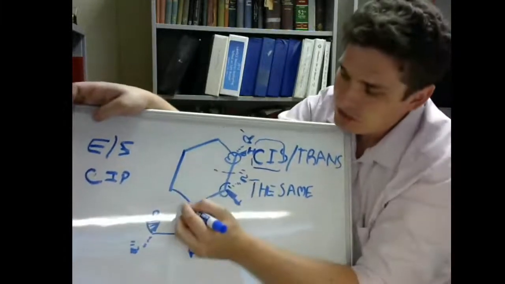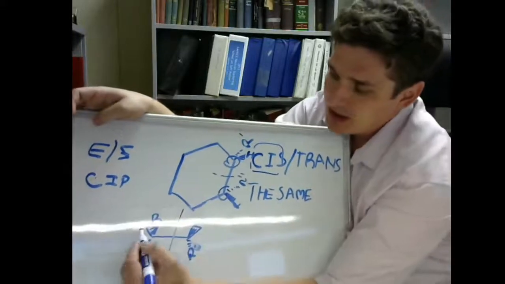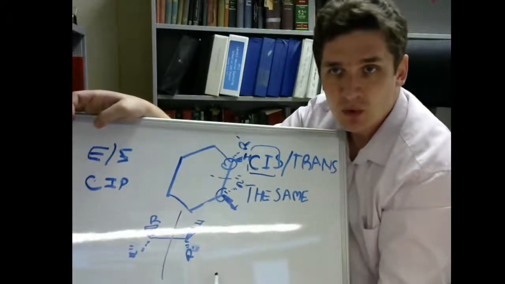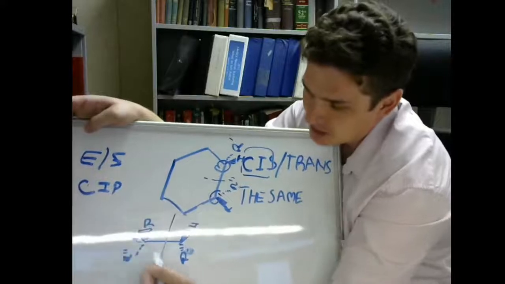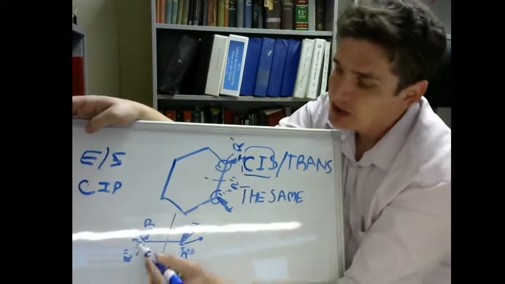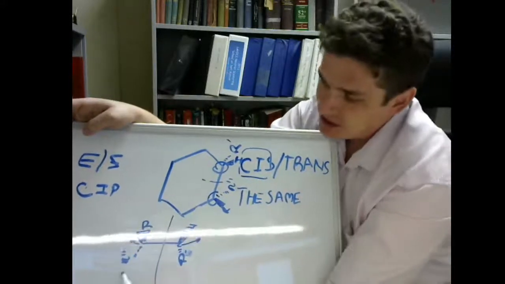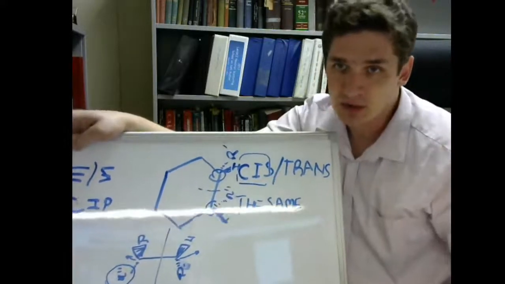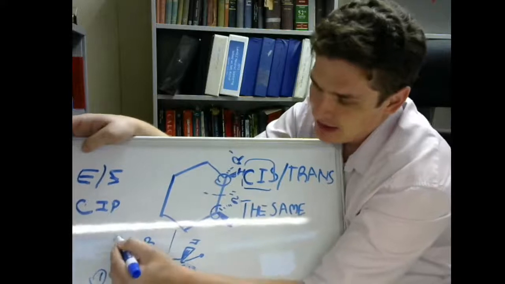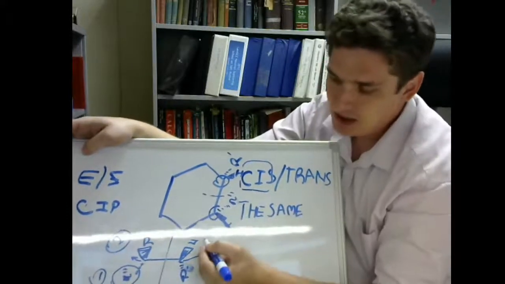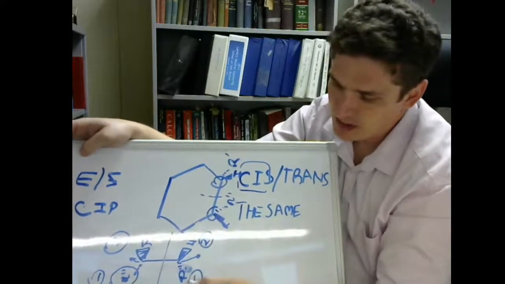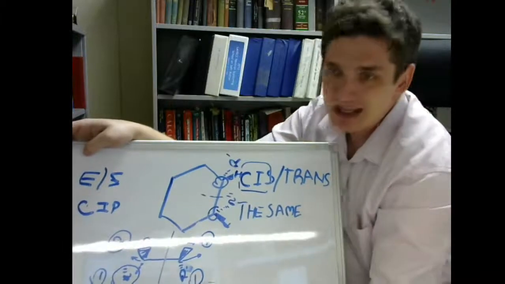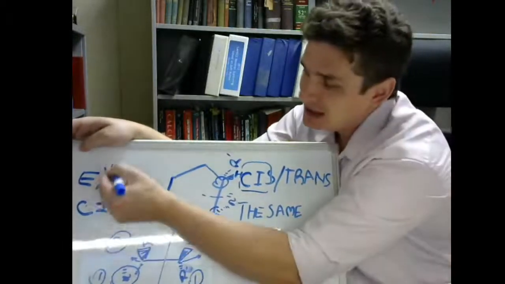So what we do for the EZ notation is on opposite sides we pick a 1 or a 2. Now we don't care about what else is in the ring. So the rest of the ring doesn't matter for this assignment. It only matters what's branching off the ring. So let's say R prime ranks higher in the CIP rules than the R. We have a 1 down and a 2 up. And over here, hydrogen's the lowest at second priority, R prime is the highest priority. Since they're on the same side, we would use Z.